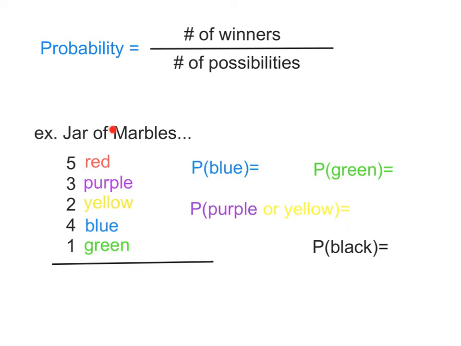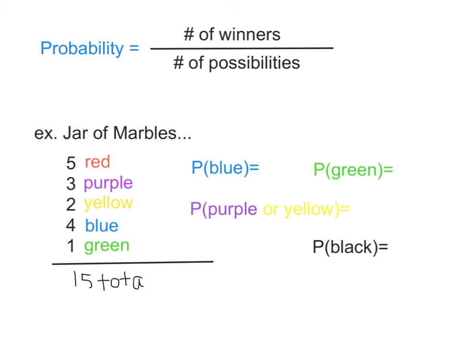Let's say you have a jar of marbles, and in that jar you have 5 red marbles, 3 purple marbles, 2 yellow marbles, 4 blue ones, and 1 green one. If we add those up, 5 plus 3 plus 2 plus 4 plus 1, what do we get? We have 15 total marbles.